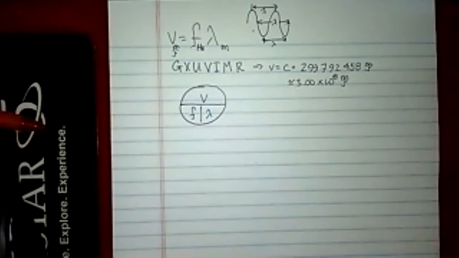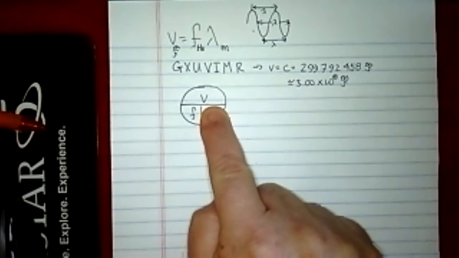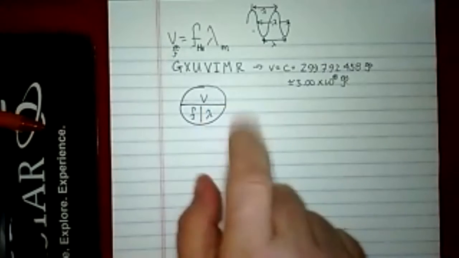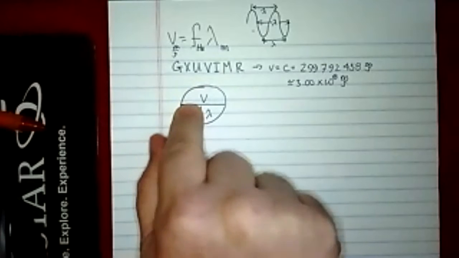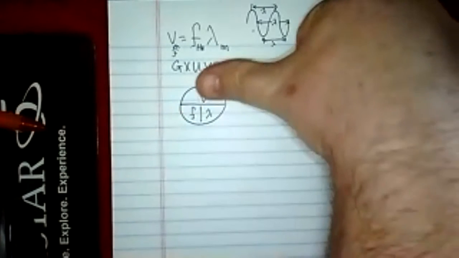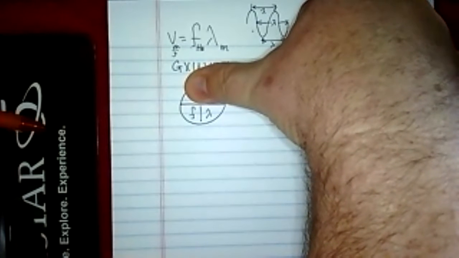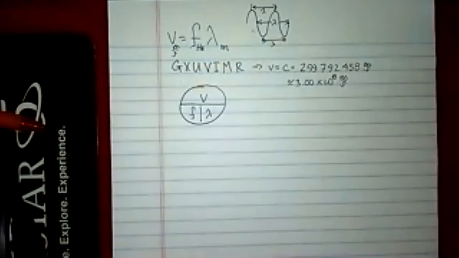Now, in order to solve this equation for wavelength, you cover up the wavelength. That looks like velocity is being divided by frequency, and that is exactly how you do it. If you want to solve for frequency, you cover up frequency. That looks like the velocity is being divided by the wavelength, and that is exactly how you do it. And finally, if you wish to know the velocity, you cover up the velocity, and that looks like you're multiplying frequency times wavelength, and that's right as well.